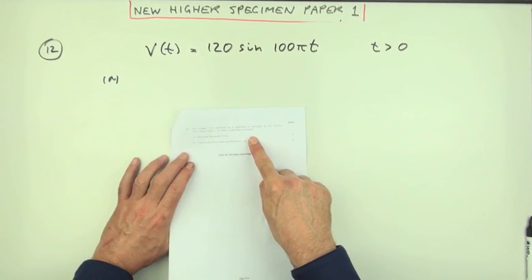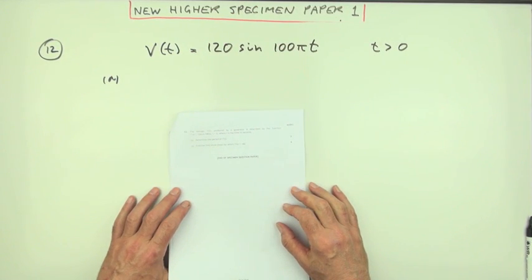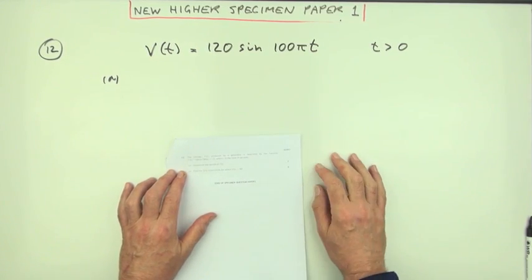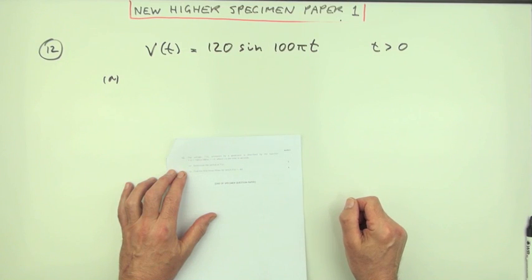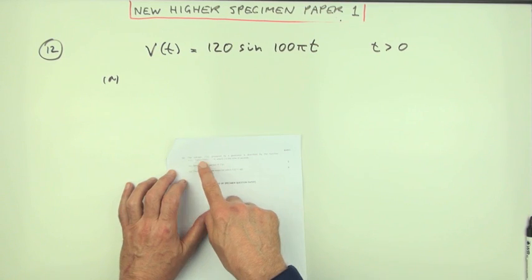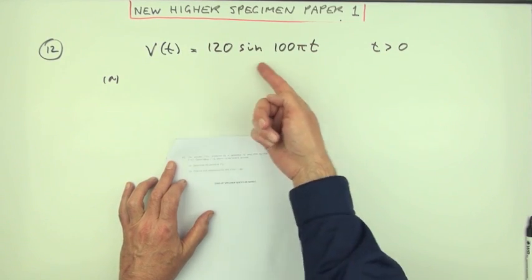Number 12 then, the last question in paper 1 of this new higher specimen paper. Well, what's it got? You've got this trigonometrical expression. It's just a sine curve basically. And the first part says what's the period of it. Now don't get put off with voltages and times and so on. It's just an equation.